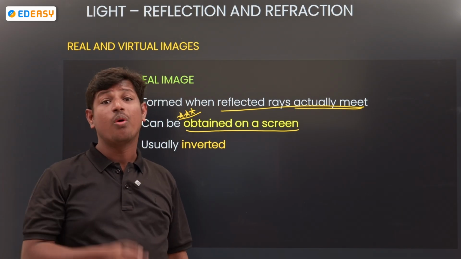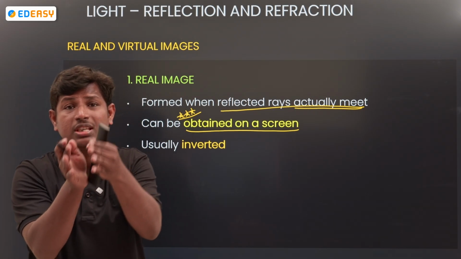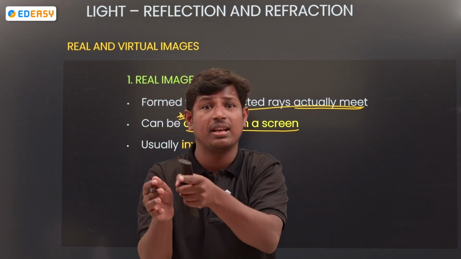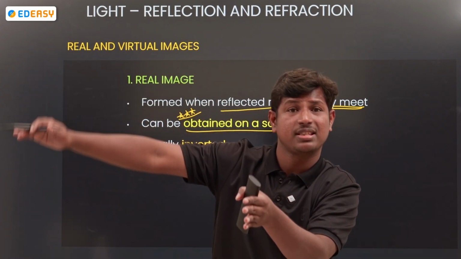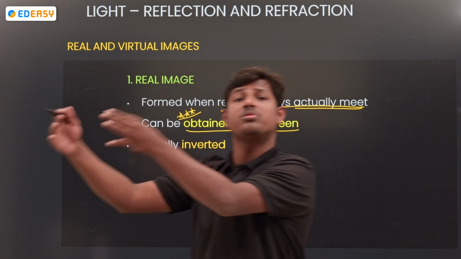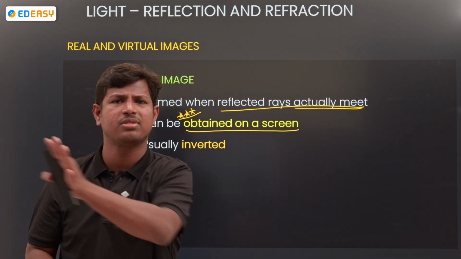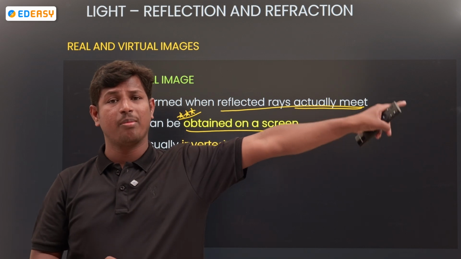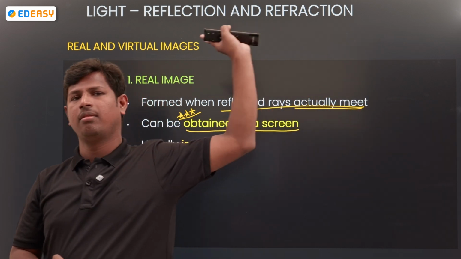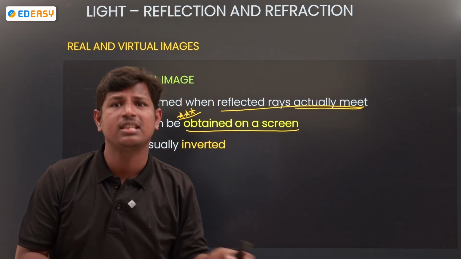No. Then what type of image? Virtual. So you see the difference here, right? Which is real, which is virtual. Only the difference is: forms on a screen, real. Not forms on the screen, virtual. That's it. No confusion about real and virtual. We have to check whether it forms on the screen or not. Forming on a screen, yes, it's real. Not forming on a screen, it's virtual only.